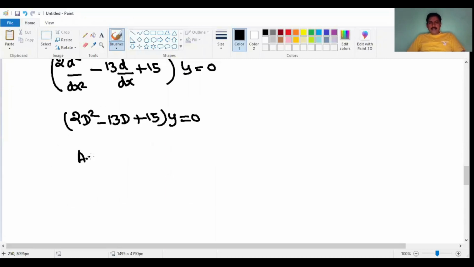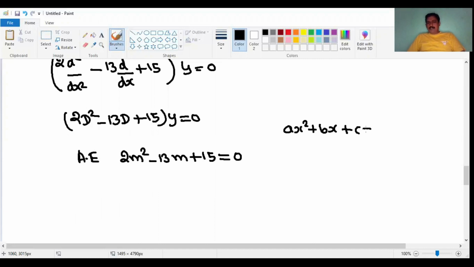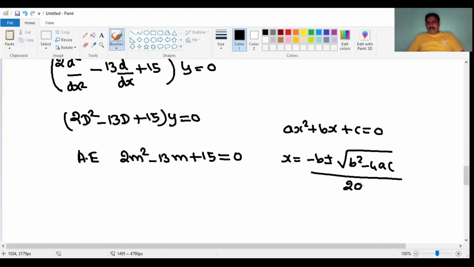Now we are going to write the auxiliary equation. D can be replaced by m and put your right hand side as 0. We will get 2m² − 13m + 15 = 0. To solve the second order equation, we have the formula: for ax² + bx + c = 0, x equals minus b plus or minus square root of b² − 4ac, divided by 2a. Comparing with this, you get your a value equal to 2, b value is −13, c value is 15.